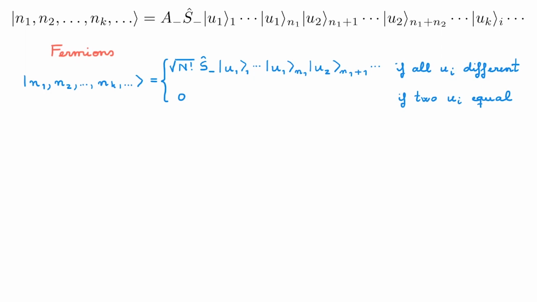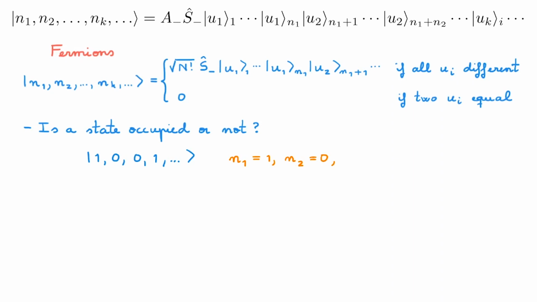This is reflected by this expression, and the main question for fermions becomes whether a state is occupied or not. The occupation numbers can only take values of 0 or 1, so this is an example of a fermionic state. And the corresponding occupations are n1 equals 1, n2 equals 0, n3 equals 0, n4 equals 1, and so on. Just like in the case of bosons, we can write the occupation number state like this, or we can also omit all the zeros and simply write down the occupied states like this.